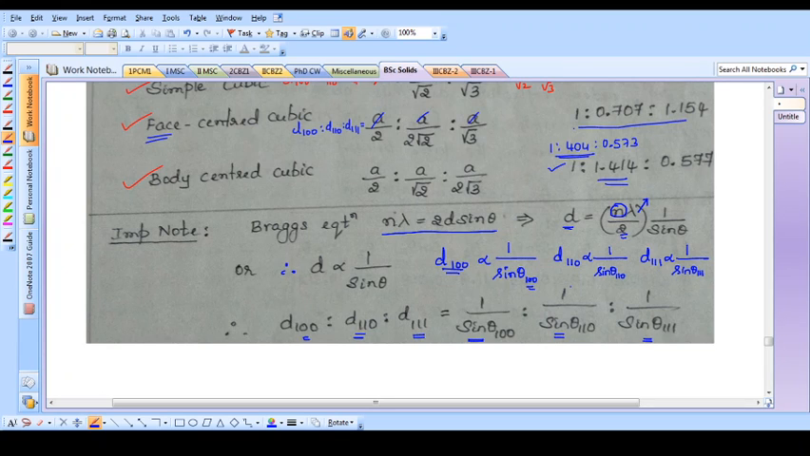With this information, what we will do in the next video is apply Bragg's law to determine the structure of sodium chloride and potassium chloride.